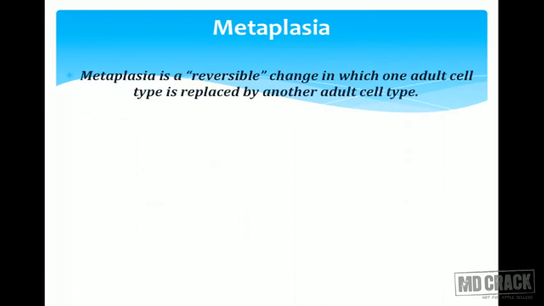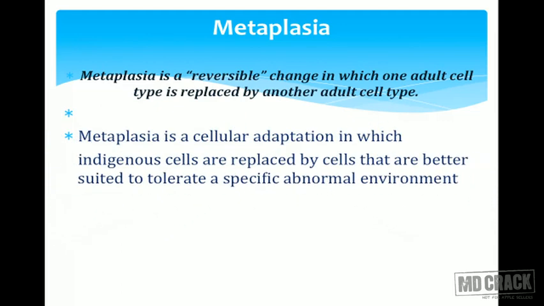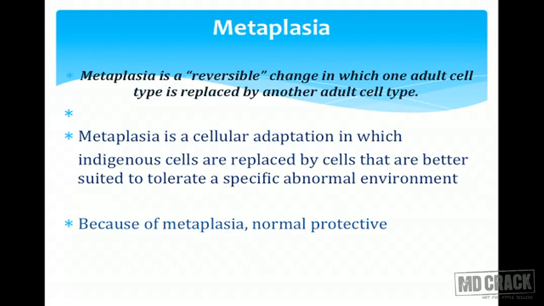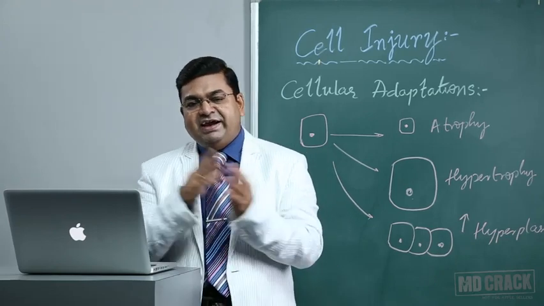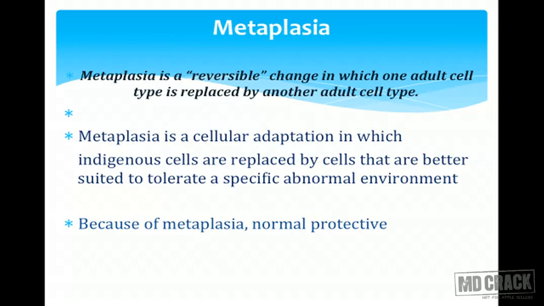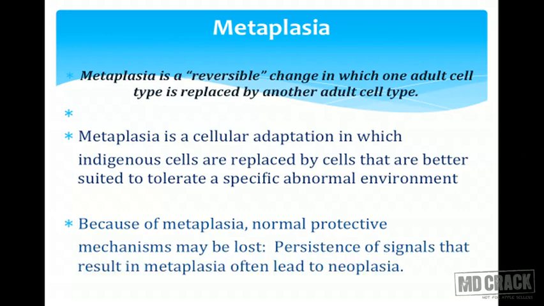Metaplasia is a very peculiar type of cellular adaptation where one adult epithelium is totally converted into another adult epithelium. So it is a reversible stage in which one adult cell type is replaced by another adult cell type. It is said to be pre-neoplastic because normally metaplasia is a protective mechanism, but if metaplasia continues to occur and the injurious stimulus is not removed, there is a chance that it can undergo dysplastic change and even become a pre-neoplastic condition. And the normal protective mechanisms with metaplasia are going to get lost.